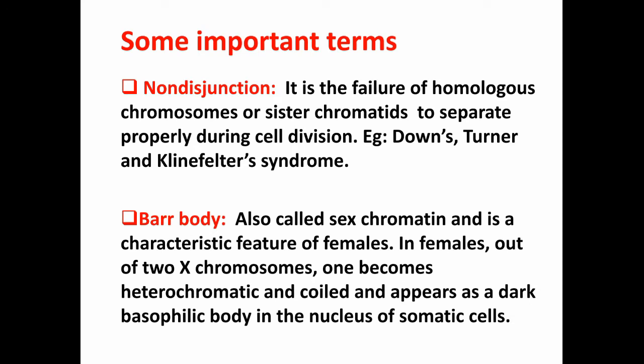So first is non-disjunction. It is the failure of homologous chromosomes or sister chromatids to separate properly during cell division. So the definition is very simple. The main thing which you need to remember is the term itself, because the three syndromes, Down's, Turner's and Klinefelter's, all these three are associated with this non-disjunction.